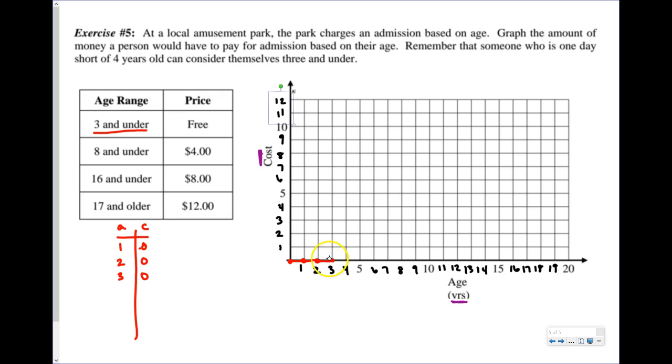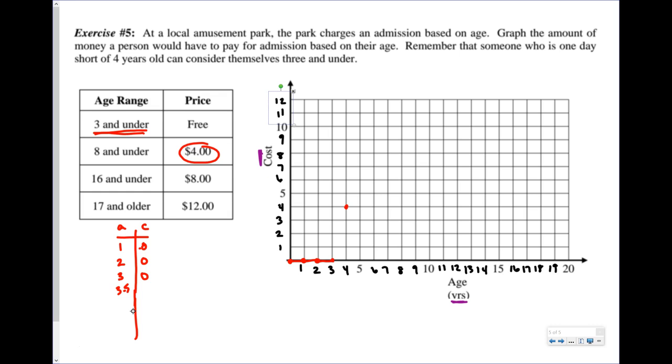But the minute that I hit 4, am I still free? No. The minute I hit the number 4, how much are they going to charge me? They're going to charge me $4. So when I get to 4 here, I suddenly have to pay $4. Now, we're not going to leave this blank, because if I'm 3.5, let's say, let's move this 4 down, actually. Let's say that I'm 3.5 years old.